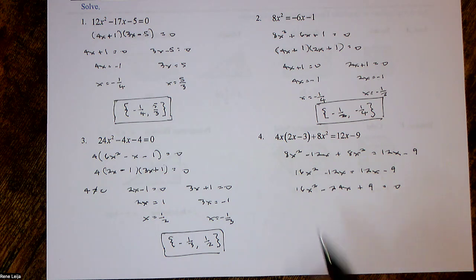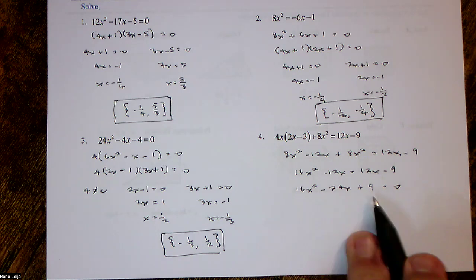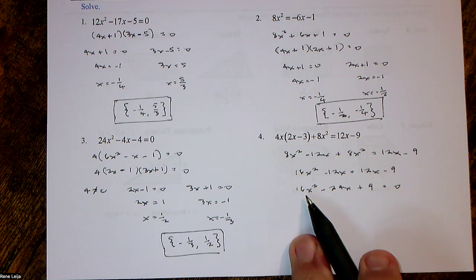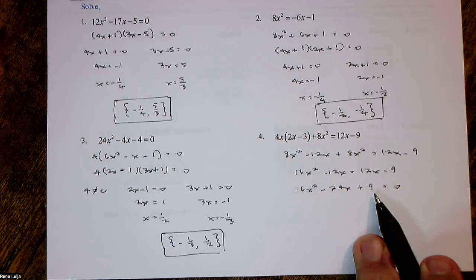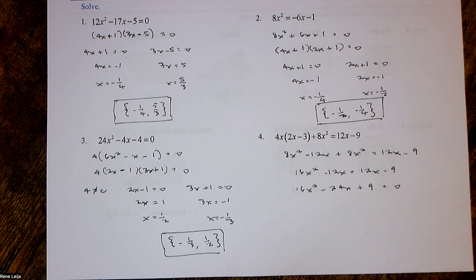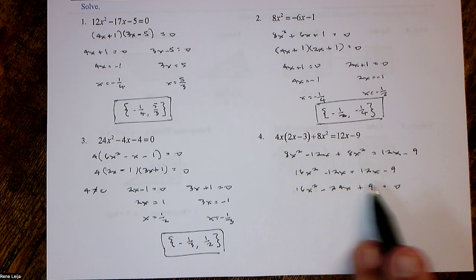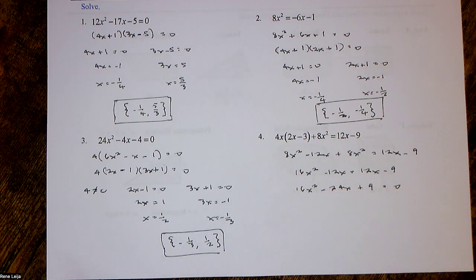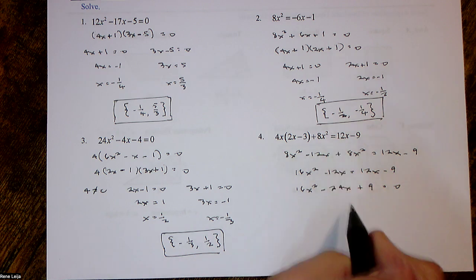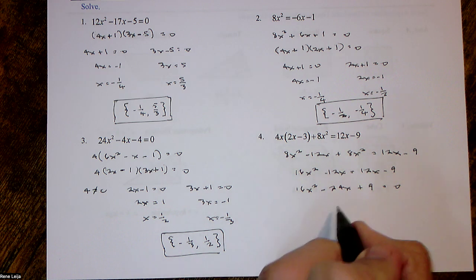Okay, so now I have to factor this. Well, for 16, the factors of 16 would be 1 and 16, 2 and 8, 4 and 4, and this would be 1 and 9, and 3 and 3. So that's quite a bit of factors that I would have to run through. But I notice the first and the last term is a perfect square. So is this a perfect square trinomial?